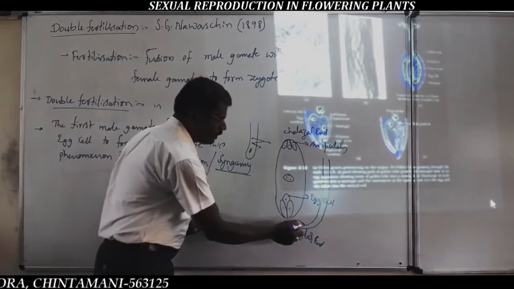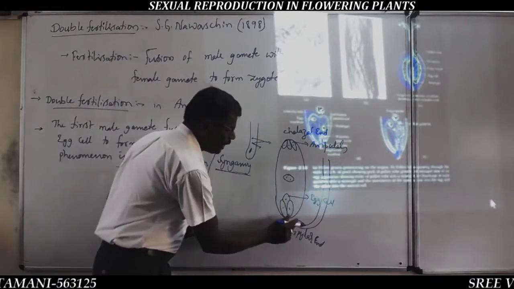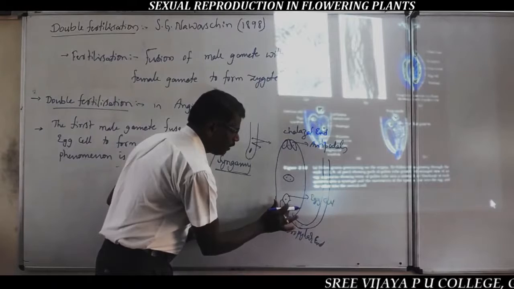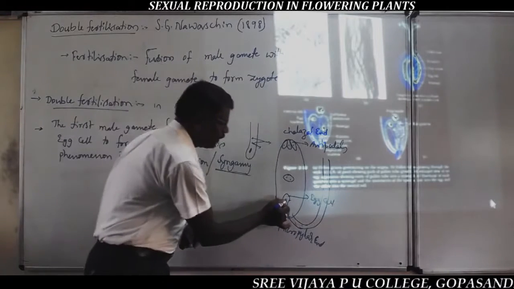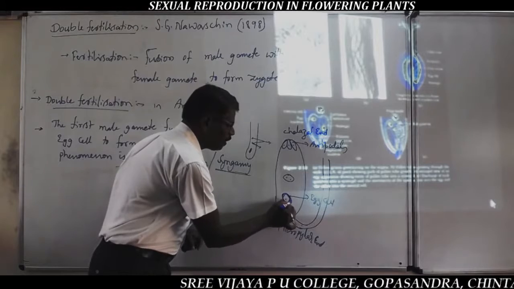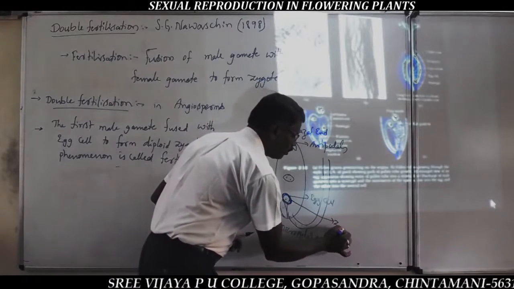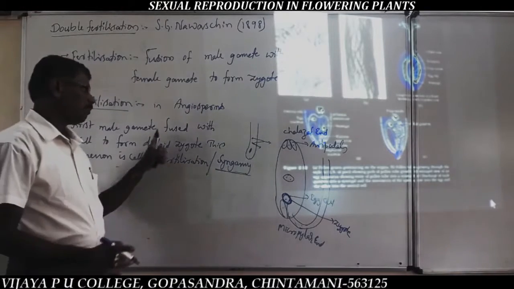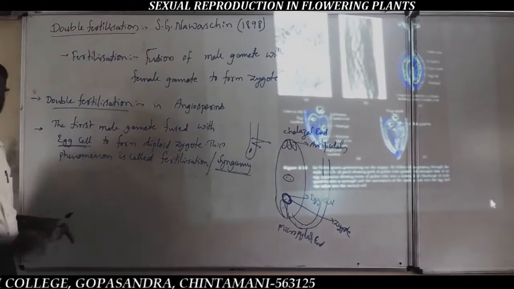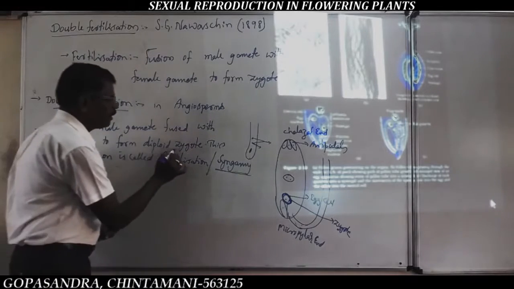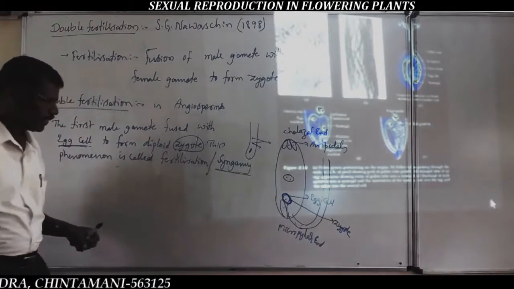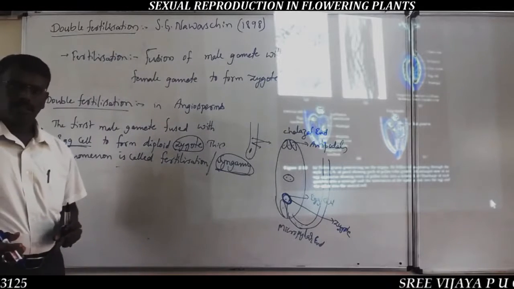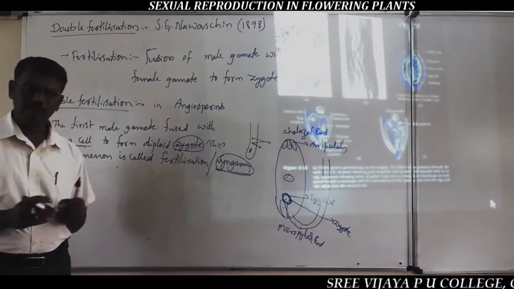A pollen tube carries two male gametes. One of the male gametes fuses with the egg cell, which leads to the formation of a diploid zygote. Such a phenomenon is called syngamy. The first fertilization is called syngamy.